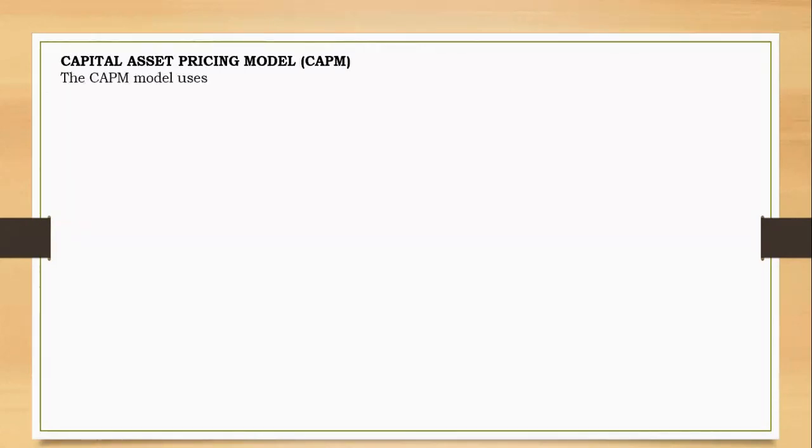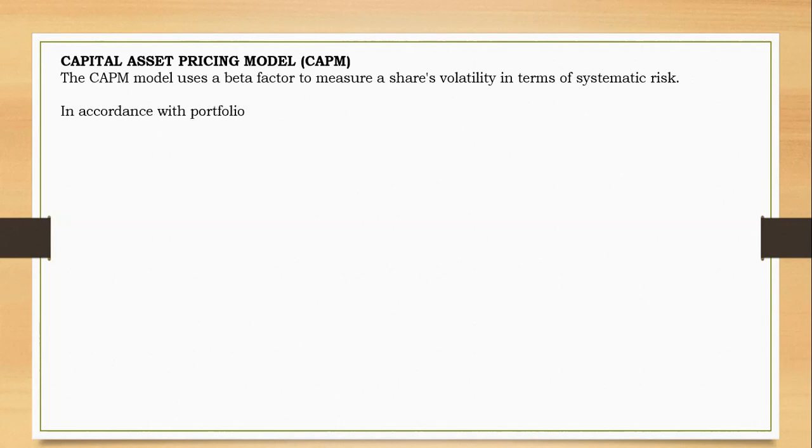All right, now the capital asset pricing model uses a beta factor. This beta factor is used to measure the share volatility in terms of systematic risk. So simply speaking, that systematic risk is shown in the capital asset pricing model as a beta factor. All right. So in accordance with the portfolio theory, unsystematic risk is ignored because we assume that the investors hold a well-diversified portfolio to such an extent that there is no unsystematic risk.